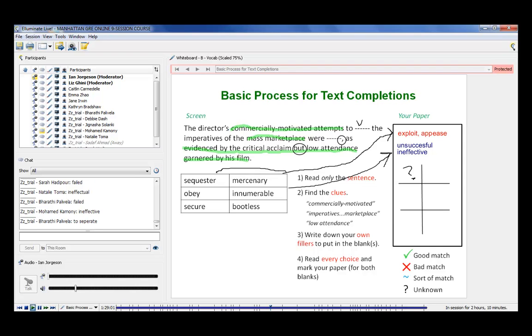Okay, how about obey? Does that mean something similar to exploiting or appeasing? What do you guys think? No, okay. How about secure? Is the director trying to secure the imperatives in the mass marketplace? Yes or no? Okay, I'm going to give this a sort of match, and we'll come back to it. Taking a look at the second word, we said unsuccessful or ineffective. Does mercenary mean unsuccessful or ineffective?